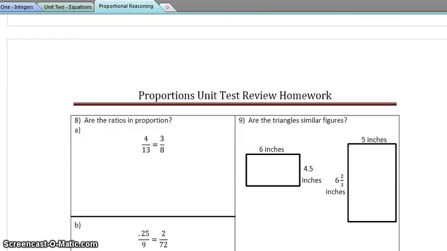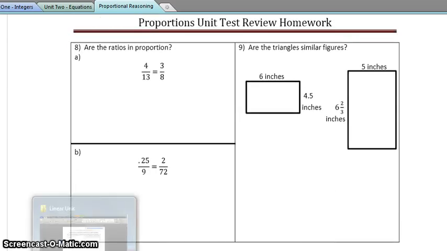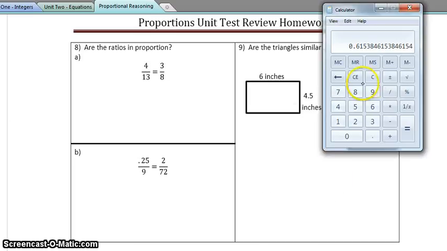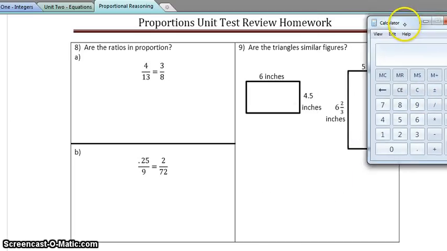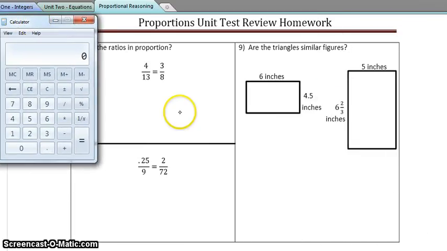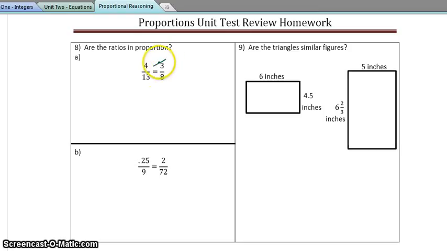Okay, now we can use a calculator. So you're going to see me use that a couple times here. And you can use the calculator on the test, so let's utilize that. Okay, are these in proportion? Multiply them. Cross multiply. Take cross products. Does 32 equal 39? No. That's not going to work.